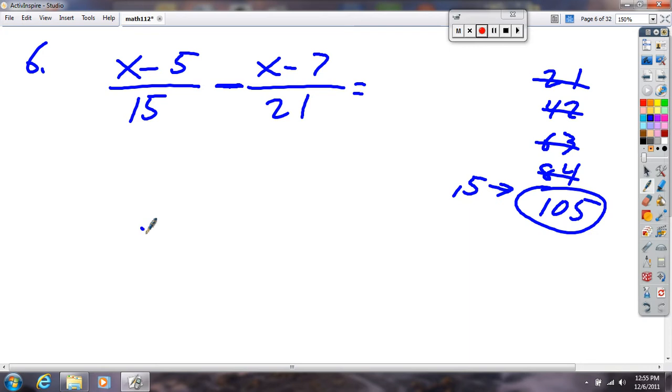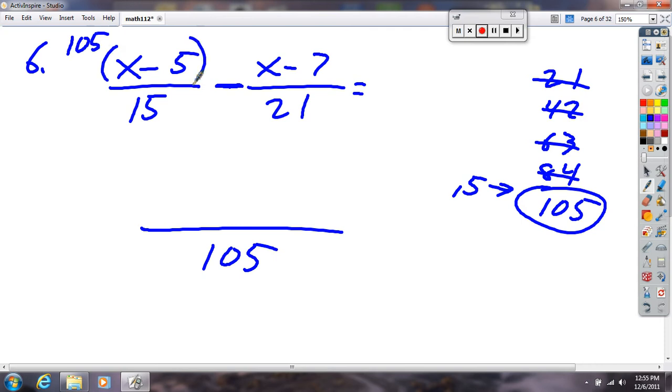So draw a line. Put 105 underneath. Put 105 here. We're multiplying it, and here. Now divide this 15 here into 105. It goes 7 times. Divide 21 into 105, and it's going to go 5 times. And on this one, this is a negative here, so it has to go in front of the 5.